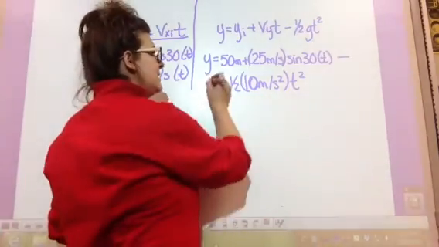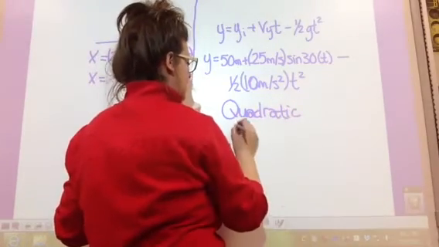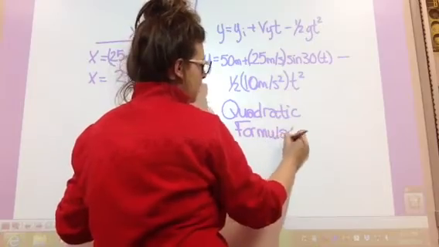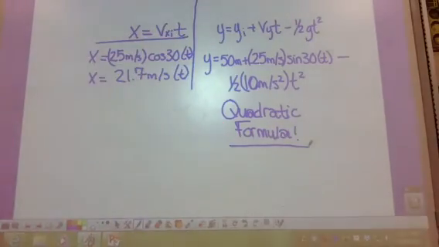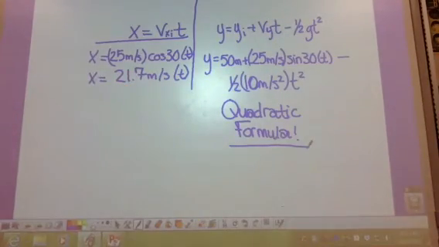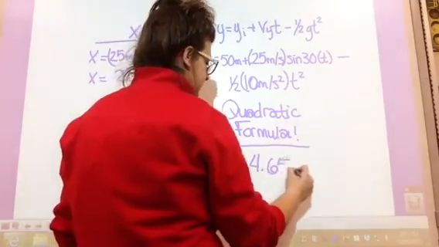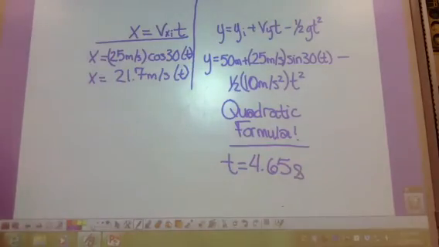I can find time in this by using the fantastic quadratic formula. Woohoo! Okay, so if you use the quadratic formula to find time, remember that time is a positive entity. We don't have something like a negative time. So I always want to take that positive value that I find for time in the quadratic formula. If I do the quadratic formula, which you should do, and I take the positive one, I get time to be 4.65 seconds.